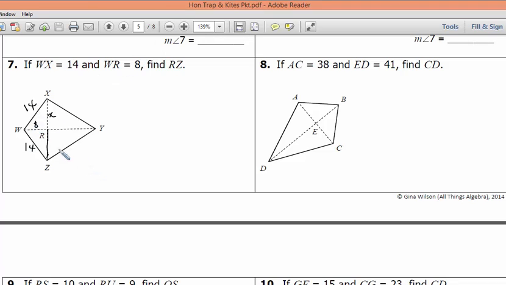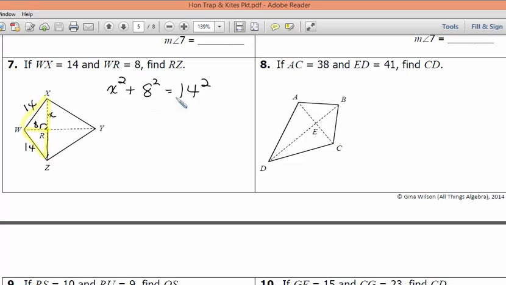In either case, I'm finding a missing side in a right triangle, either this one or this one. Makes no difference which one you use. Remember, your right angles come in the center. So this is my right angle, makes these two my legs. Therefore, the 14 is my hypotenuse. So my equation will say x squared plus 8 squared will equal 14 squared.